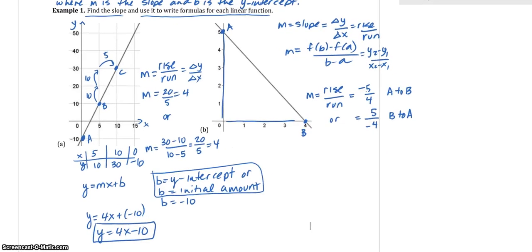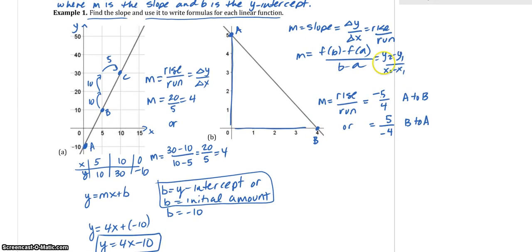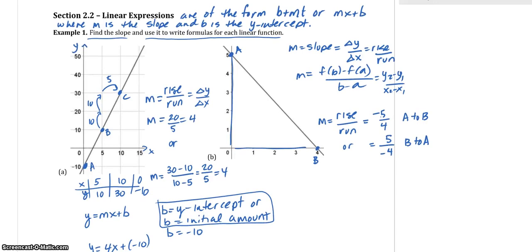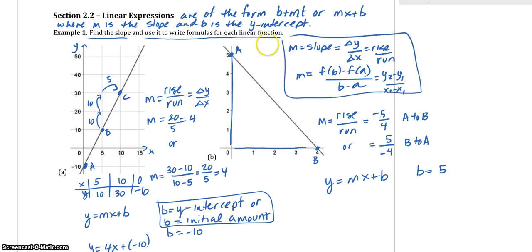For the second one, to find the formula, you use the same formula up here. So I'm going to do the y equals mx plus b. Same thing. We have the m. We're just looking for the b. So we know in this case, the b for this one is going to be 5. It crosses the y-axis at 5. That's the formula for the slope.